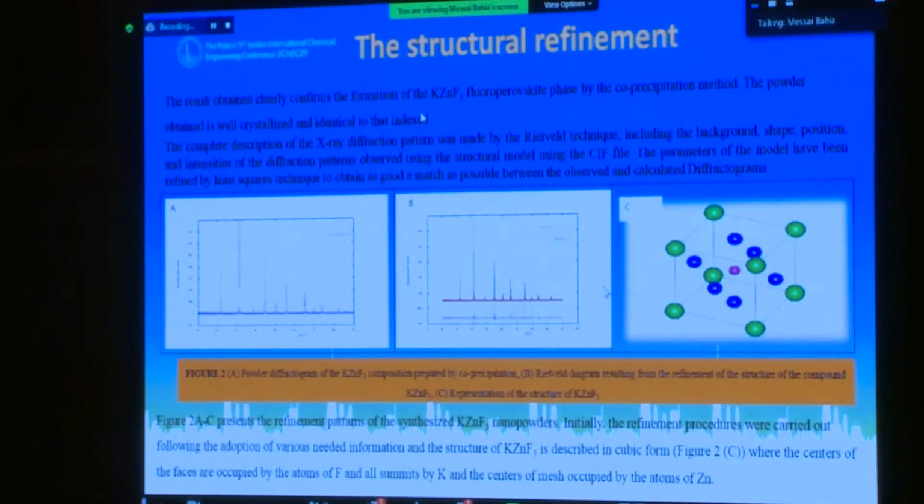Initially, the reference patterns were produced following the adoption of the various needed information on the structure of KZnF3, which is described in cubic form, clearly shown in part C of figure 2, where the centers of the faces are occupied by the F atoms, the summit of the cube is occupied by K, which is the potassium atom, and the center of the mesh is occupied by the Zn atom, which is the heavy metal.